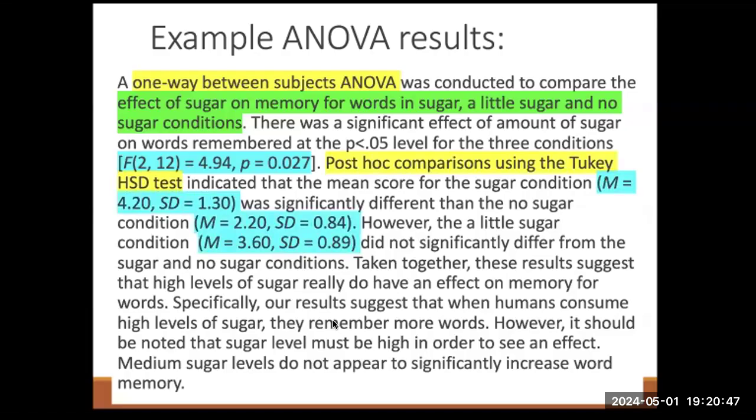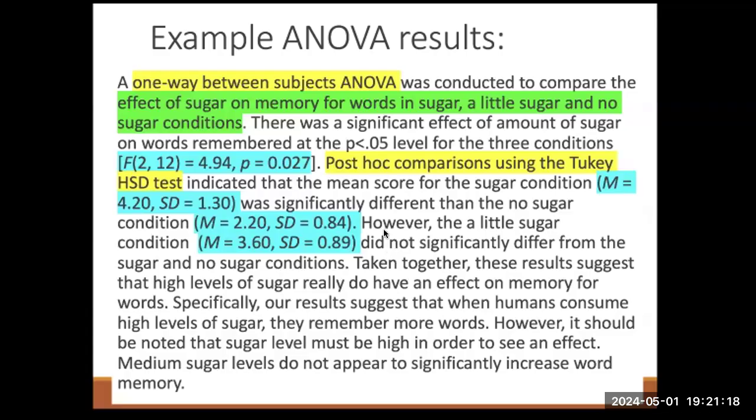So M equals 4.20, standard deviation 1.3. That's the sugar condition. Then you have the no sugar condition, the mean and standard deviation. And then you have the little sugar mean and standard deviation. We give you this data, these numbers, so that you can see for yourself, are there really big differences in the means? And how about the standard deviations, right? You want to know the measure of central tendency for this group and the measure of variability.